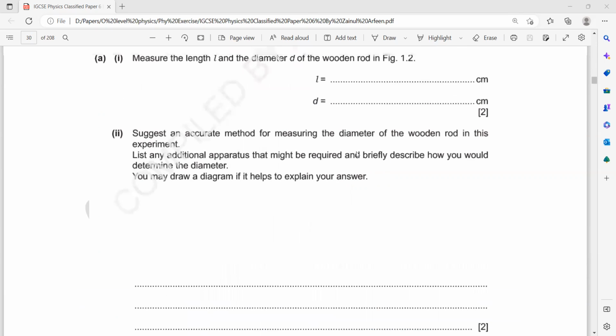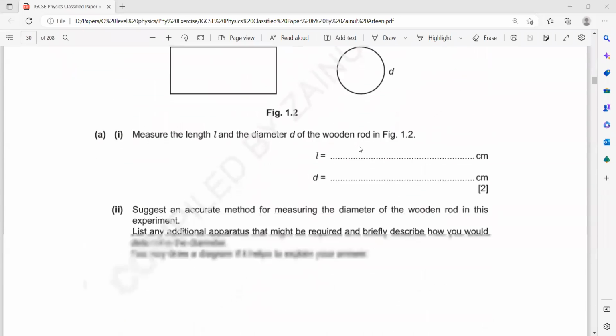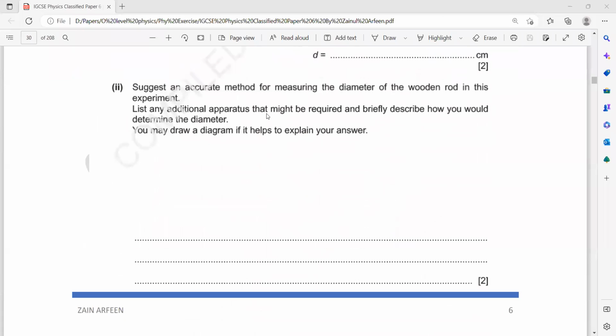The next part asks you to suggest an accurate method of measuring the diameter of a wooden rod. In this experiment, list any additional apparatus that might be required and briefly describe how you would determine the diameter, as accurately as possible. If you remember, if you want to measure the diameter of a circular object, we can use wooden blocks. Good. Yes, Muhammad Ashraf. Bring four balls and put wooden blocks in a ruler and divide the length by each of the balls.